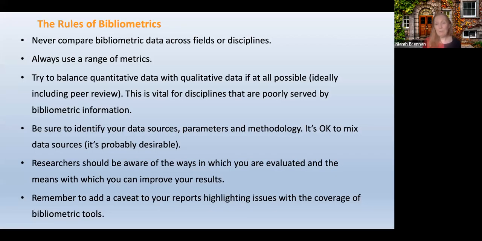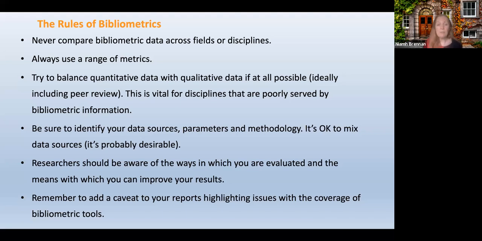The rules, if you've done any of my workshops before, you'll have seen these before. You know these already. Never compare bibliometric data across fields or disciplines. Always use a range of metrics, not just one. Try to balance quantitative data with qualitative data, including ideally peer review. And that's really important for those disciplines that are poorly served by bibliometric information. Arts, humanities, and social sciences, but also engineering, technology, computer science, and some others.